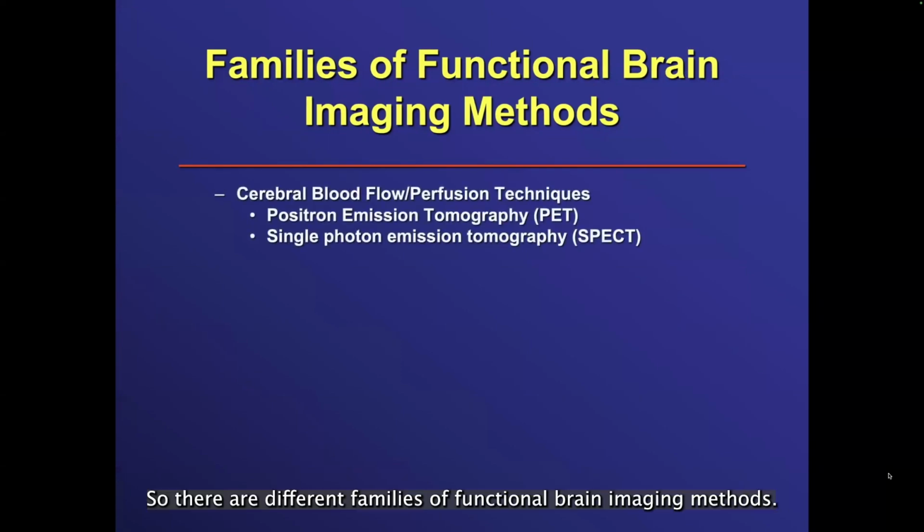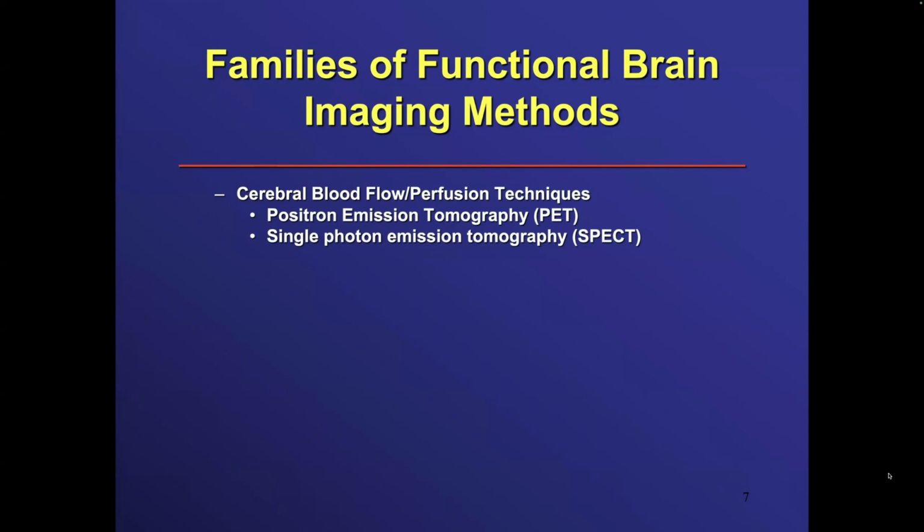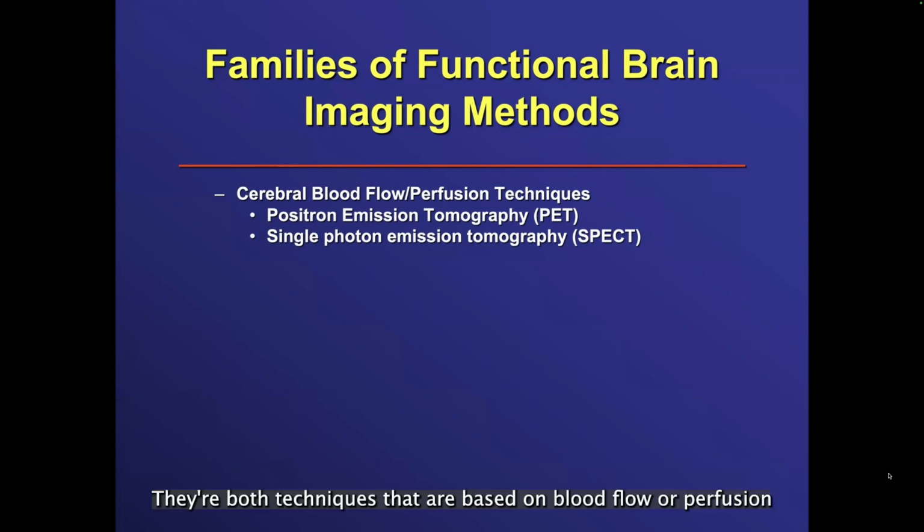So there are different families of functional brain imaging methods. And the first we'll talk about are PET and SPECT. They're both techniques that are based on blood flow or perfusion, or looking at how large molecules are metabolized in the brain. These are commonly used in hospital systems, but they are also used in research.